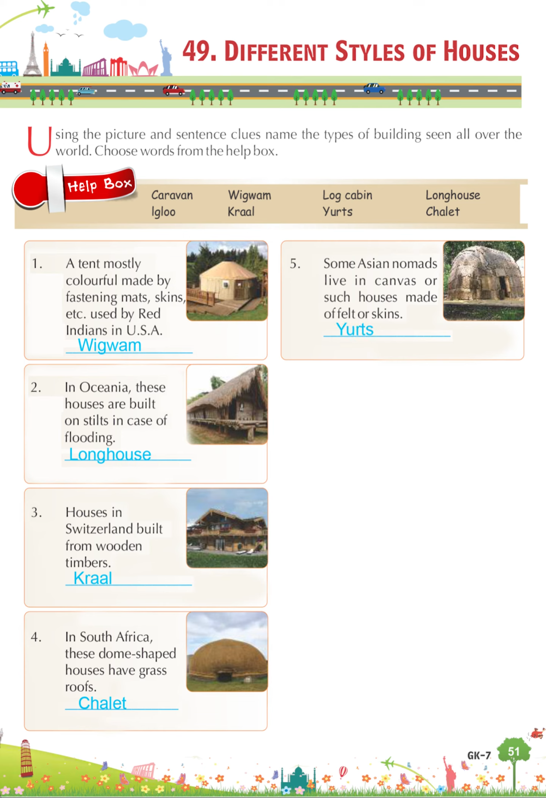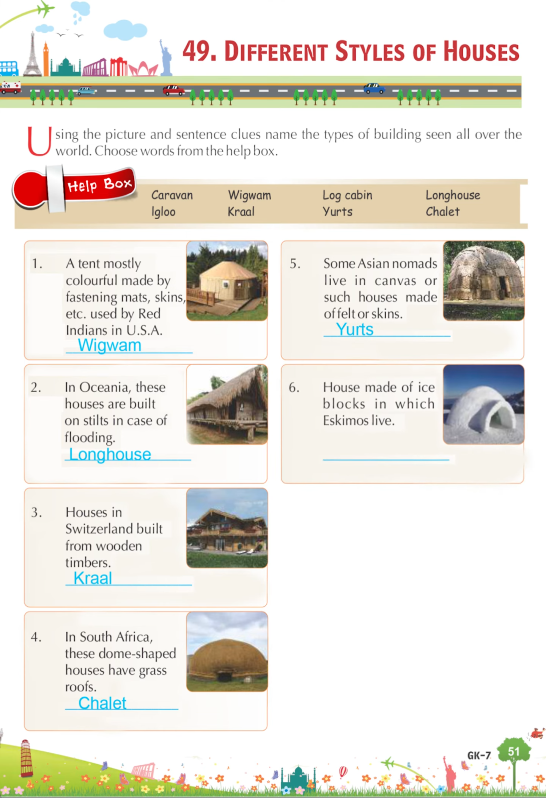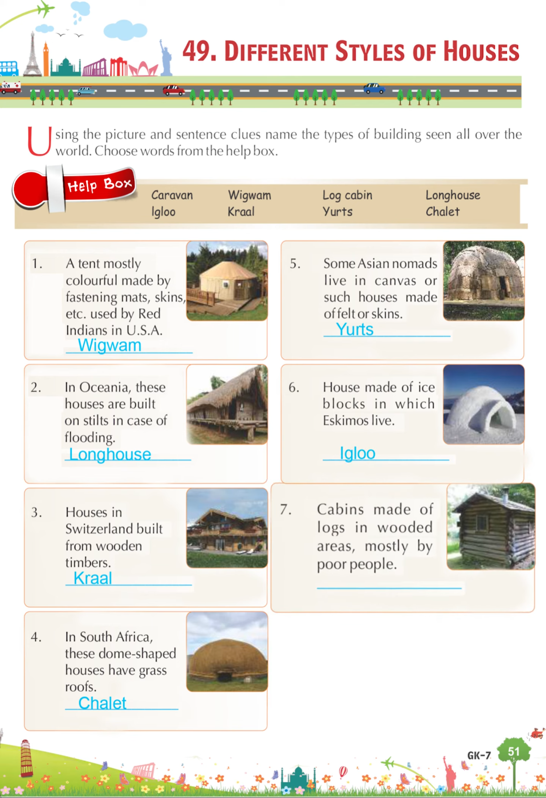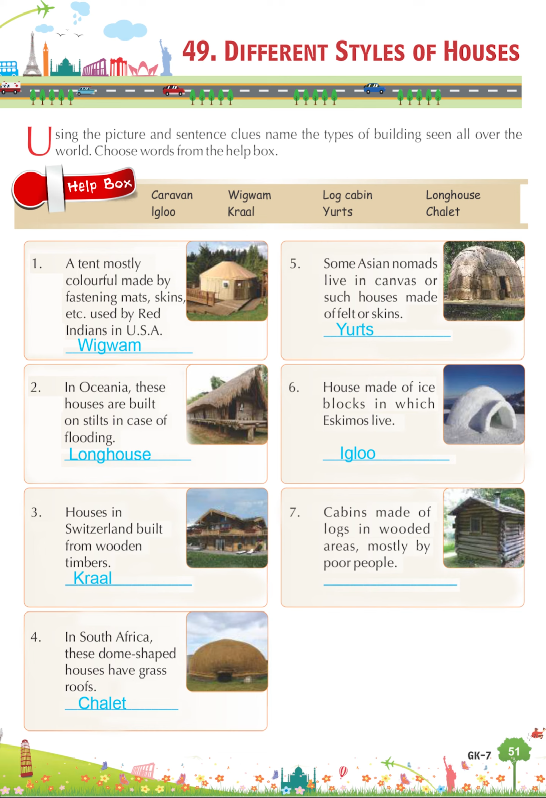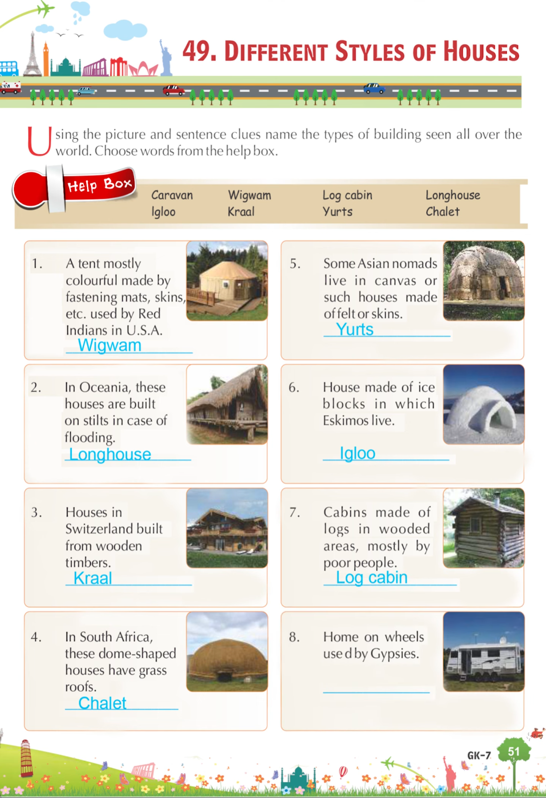Yurts. 6. House made of ice blocks in which Eskimos live. Igloo. 7. Cabins made of logs in wooded areas, mostly by poor people. Log cabin. 8. Home on wheels used by gypsies. Carva.